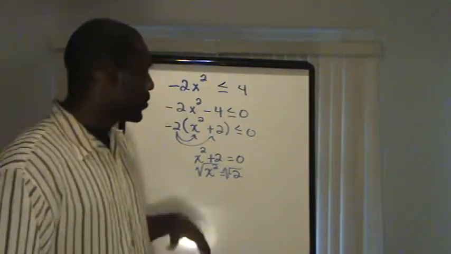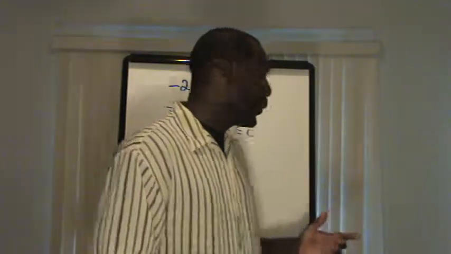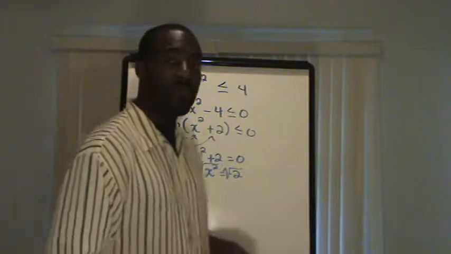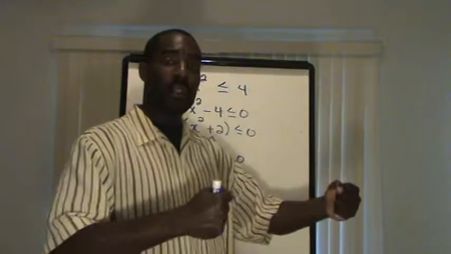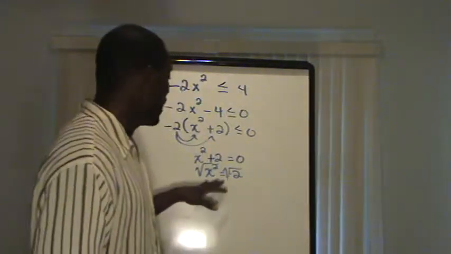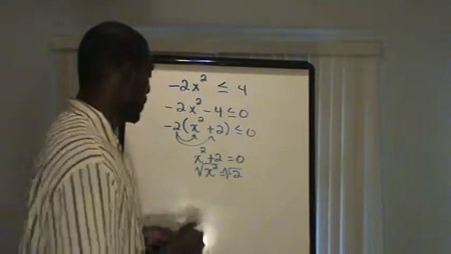So if we were actually doing this on a complex plane, we all know that we can actually take the square root of negative numbers, but since we're restricted to the real line, there are no values of x here that will work. So this one is no solution.